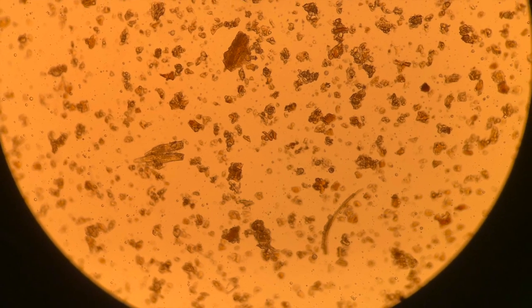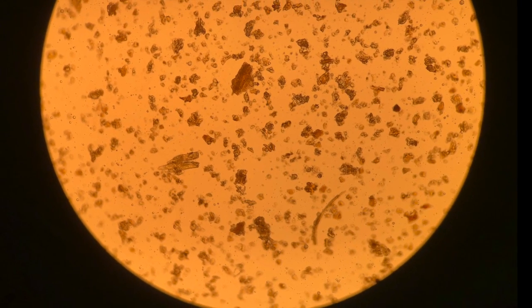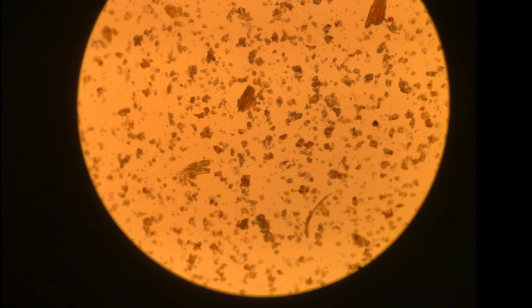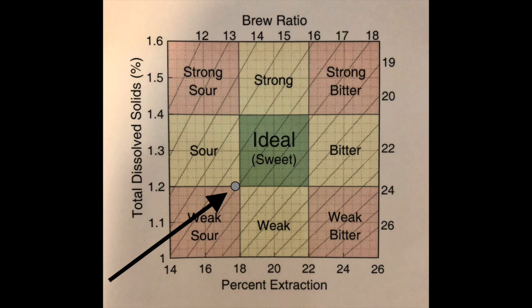The TDS for our most efficient final design brew was 1.2, and our PE was 17.7%. With a brew ratio of about 17.5, this put us right on the line for the ideal square.